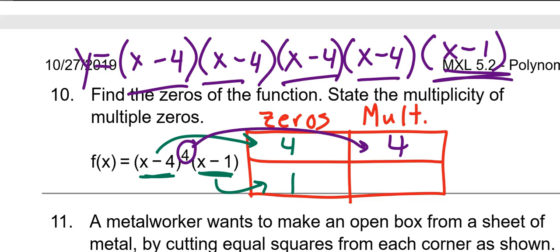How many times does the x minus 1 occur as a factor? Only 1 time. Now, why am I making a big deal and drawing all these arrows and choosing different colors? Because I do not want you to say to yourself, oh, if I know the zeros, then I automatically know the multiplicities, and I should just copy those down. Wrong. It just so happens in this example that they're identical.